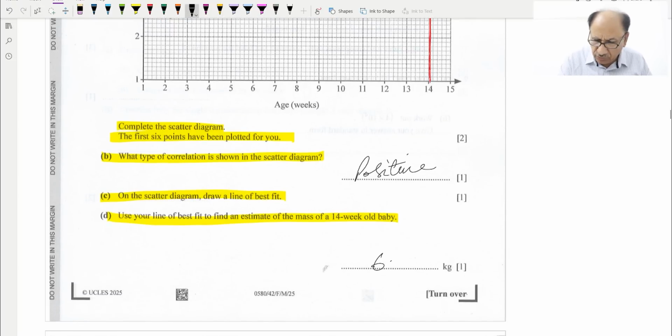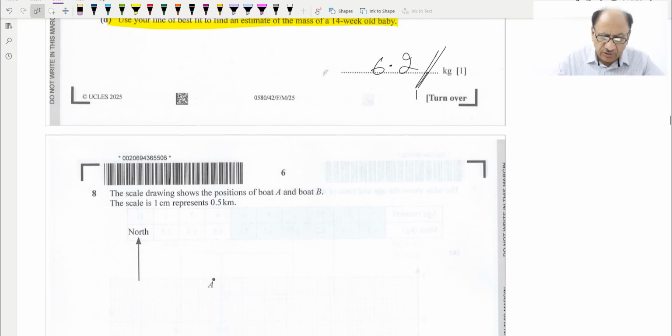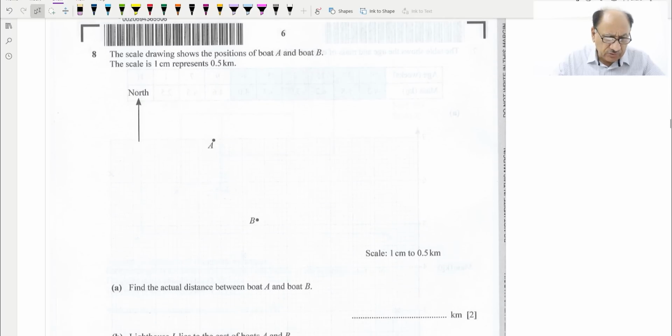So 6.2 variation, a little variation is acceptable because the answer to graph questions is always a range, so it should be within that provided range. That's all. This is done. Now next, question number 8.